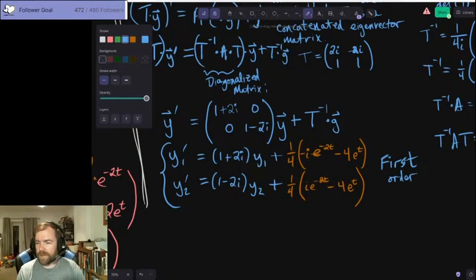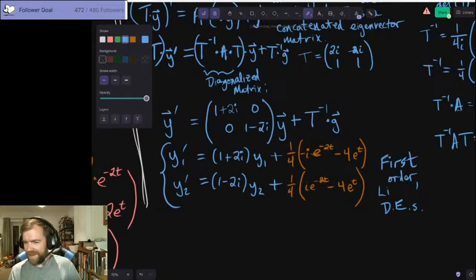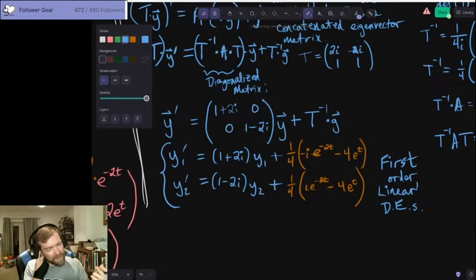So these are first order, and also, well, they're not separable. Nope. But you can solve them by integrating factor if you wanted, because they are first order linear. By virtue of the fact that these are now first order linear differential equations, we can solve them separately because we've done this before.